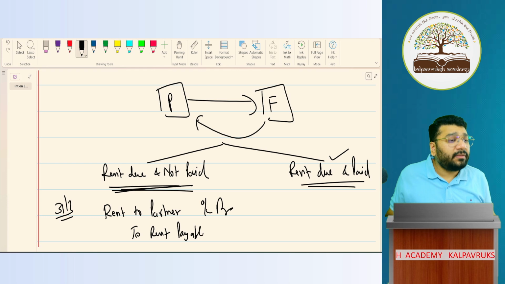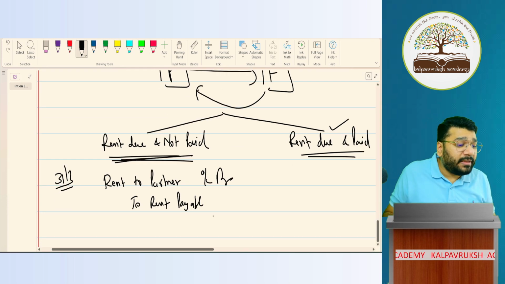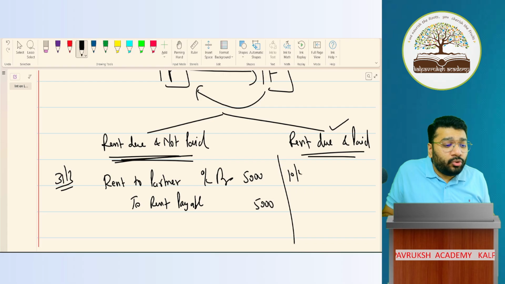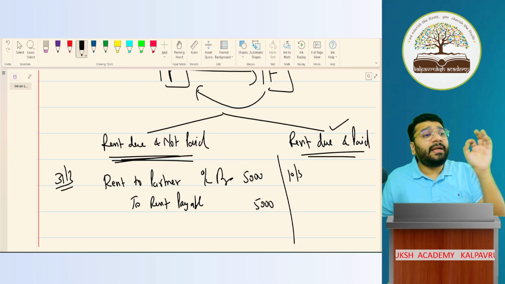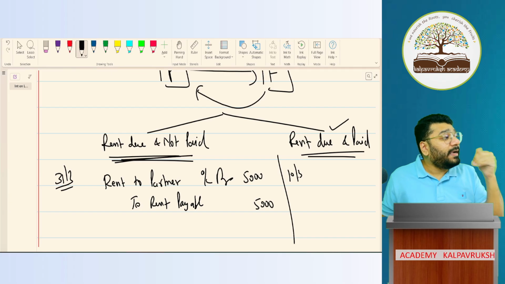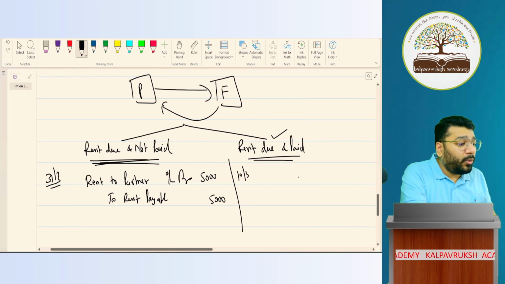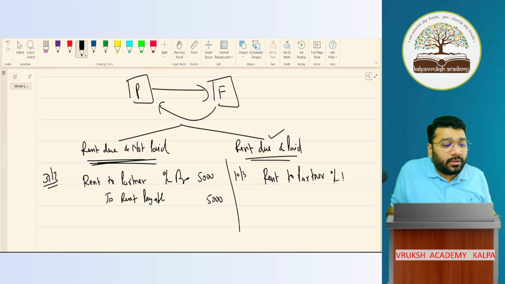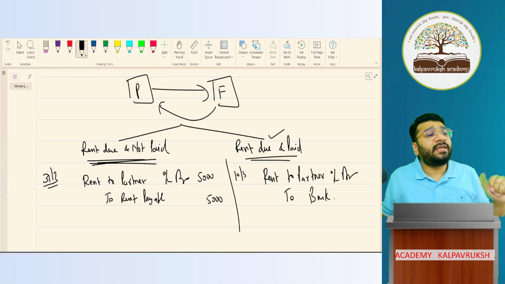This is which month's rent? March month rent. March month rent, 5,000 was not paid. Then I said, on 10th of March, you recorded the payment entry for 11 months. Rent paid, what is the entry? Rent to partner account debit to cash or bank. If check is given, bank. If cash is given, cash.